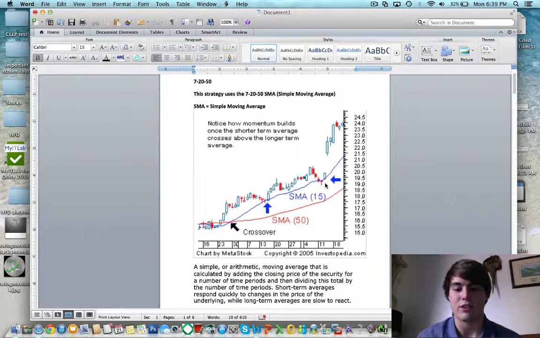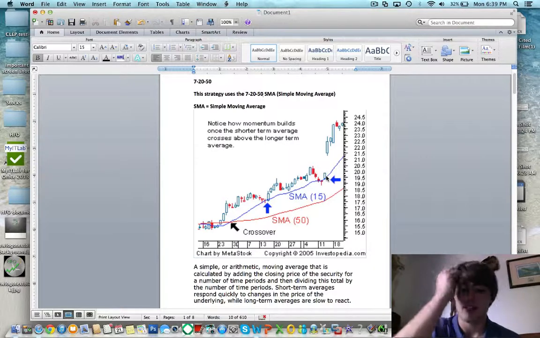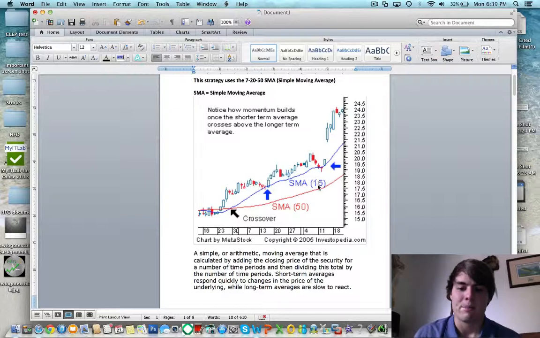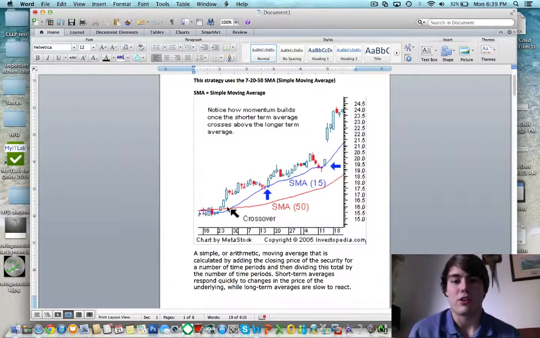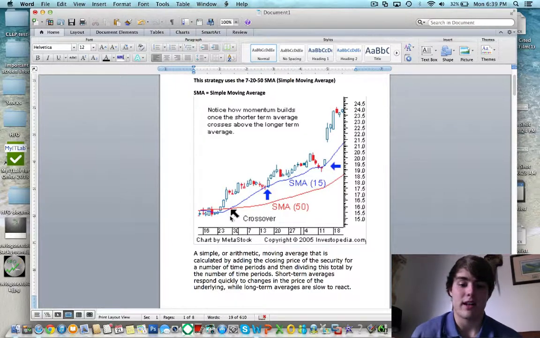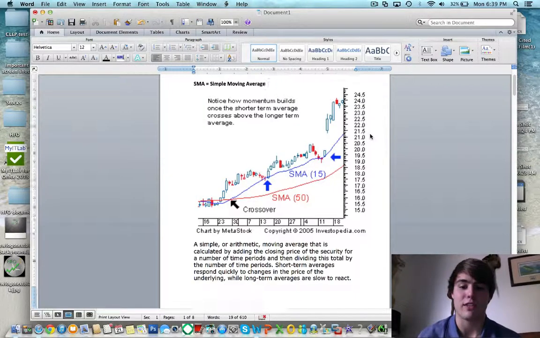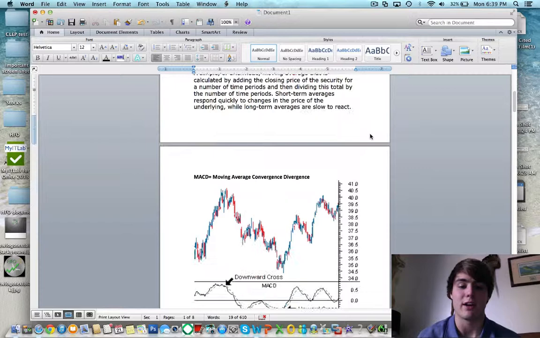This graphic only shows the 15 and the 50, but the general overview of the SMAs is that when the shorter term simple moving averages cross over a longer term moving average, that's going to denote a bullish trend. You can see the stock maybe start to rise, and the opposite is true. If it crosses below the longer moving average, then you can expect probably some bearish trends going on.